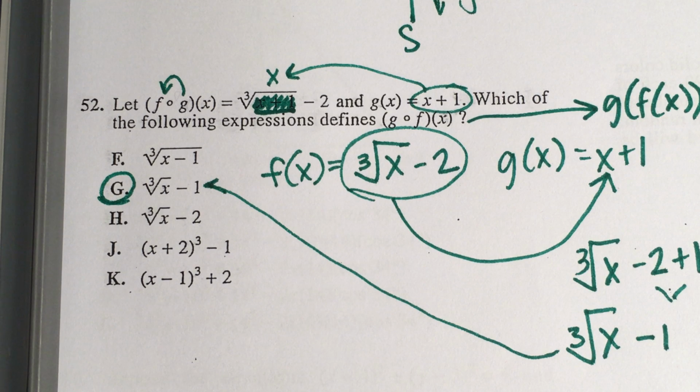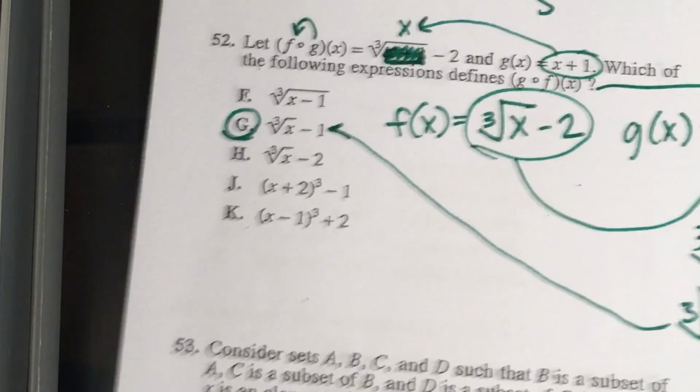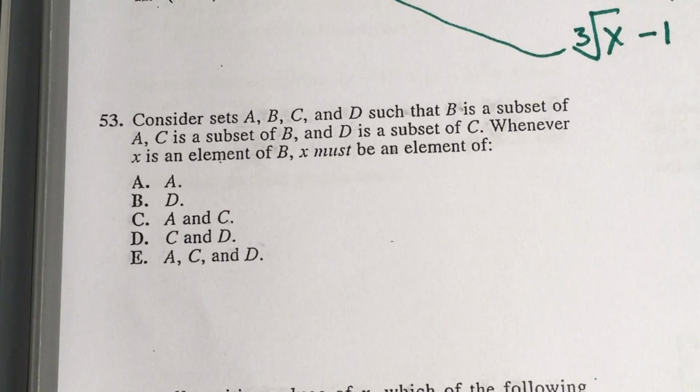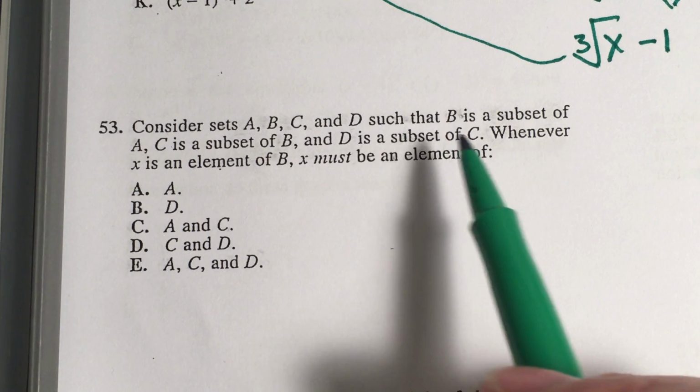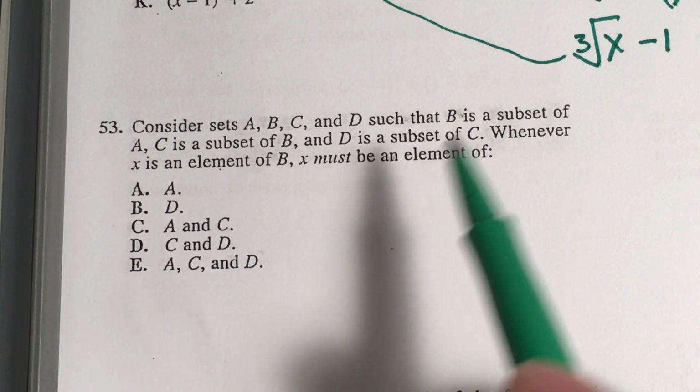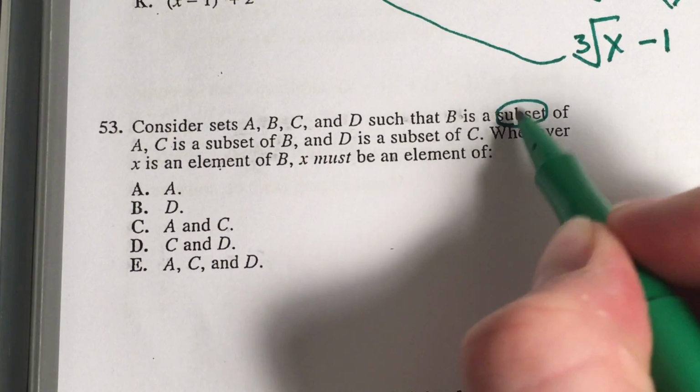So that is 52. And then finally we have 53 here. It says consider sets A, B, C, and D such that B is a subset of A. So basically what they're saying when they say subset is inside.